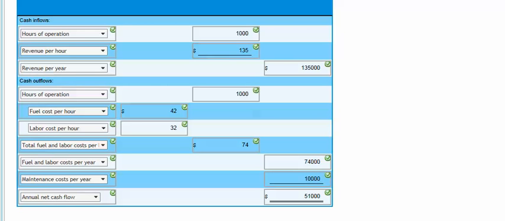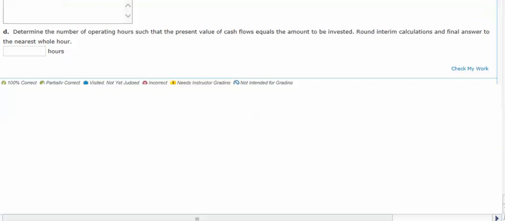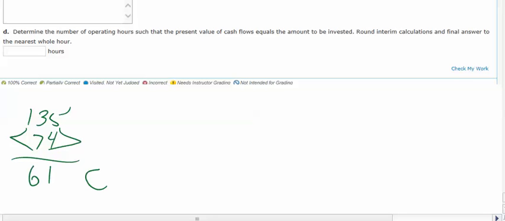Better double check that, though. If I take 135 minus 74, that's $61. Let me go over here and we'll do some calculations. I'm going to take the $135 minus the $74. That equals $61. That's my contribution margin.